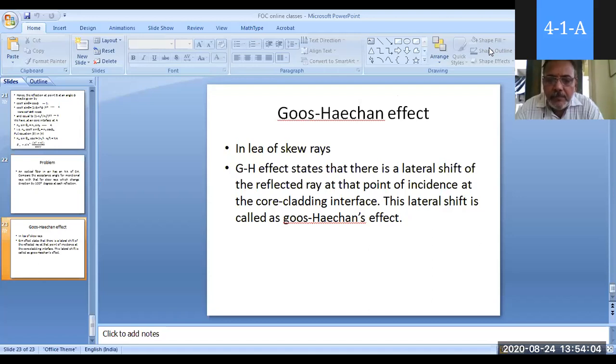Next. Theta 1 is 80 degrees. The core material is made up of gallium arsenide, in brackets its value is 3.6, and the cladding is made up of aluminum gallium arsenide, AlGaAs, in brackets 3.4. Find the critical angle.